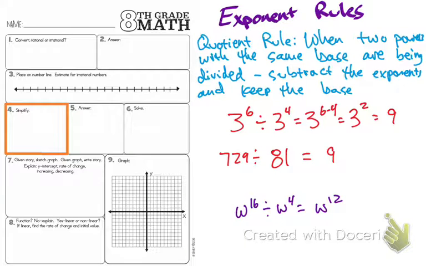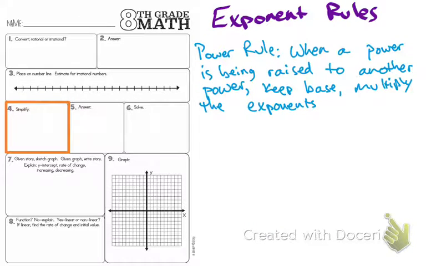Let's go ahead and talk about our next exponent rule. Our next exponent rule is the power rule, and the power rule is when a power is being raised to another power, we're going to keep that base the same, and we're going to multiply the exponents together.